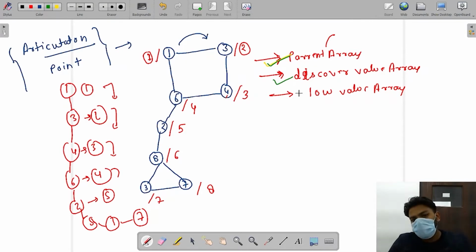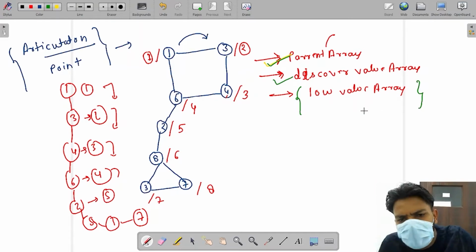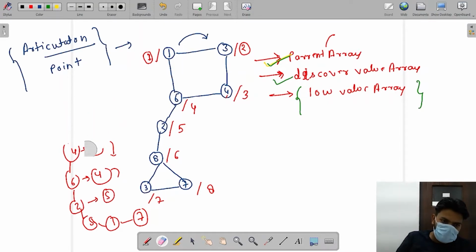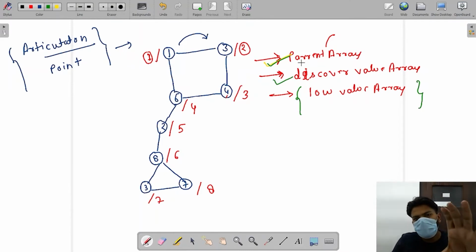So after all the calls, what is our low value array? What is our low value array? So I am going to explain what our low value array is. It is something tricky, but I am going to explain it in a clear manner. So this is our discover value array, this is our parent array.